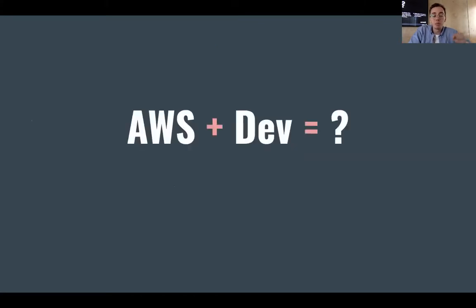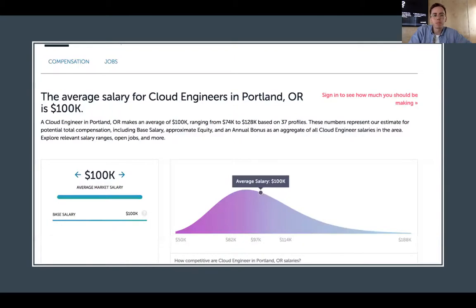So AWS plus developer, what does that actually look like? That would be a cloud engineer, or as I call it, a full stack cloud developer. Salary range could be 100,000 as an average here in Portland.